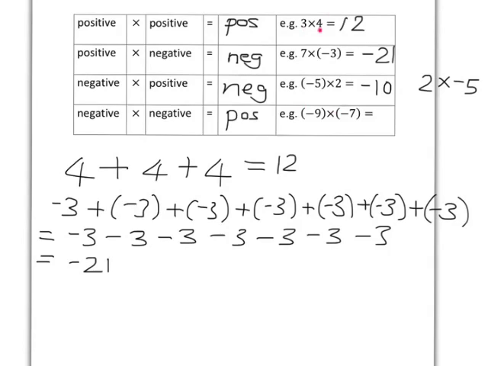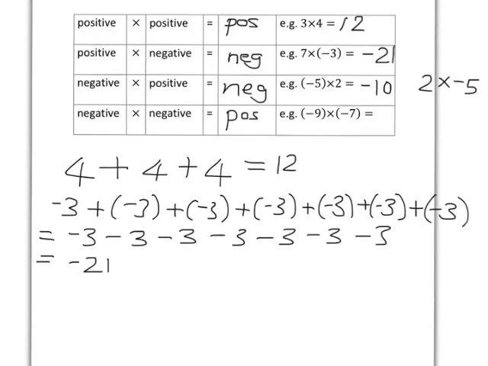With 3 lots of 4, we could understand it's 3 lots of 4. In other words, it's 4, 4, 4. And here, this 7 lots of -3, it's 7 -3s, right? But -9 times -7, it's hard to make sense of. We can't say there's -9 lots of -7. Very hard to explain simply and easily what that means.